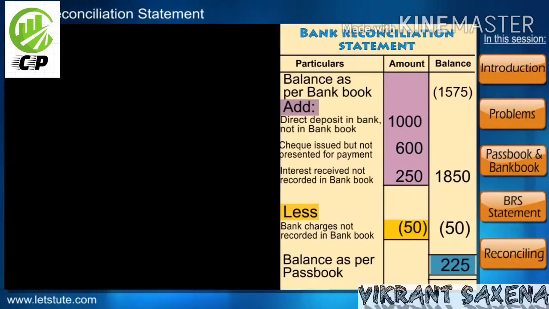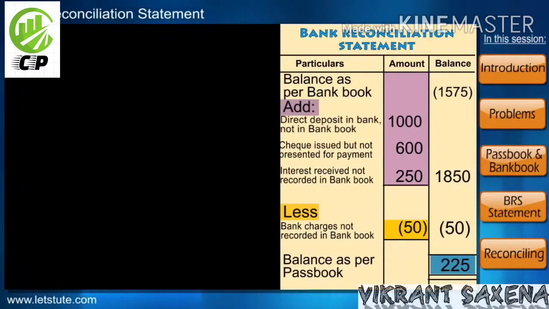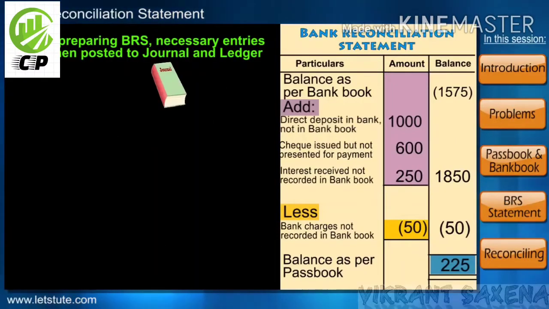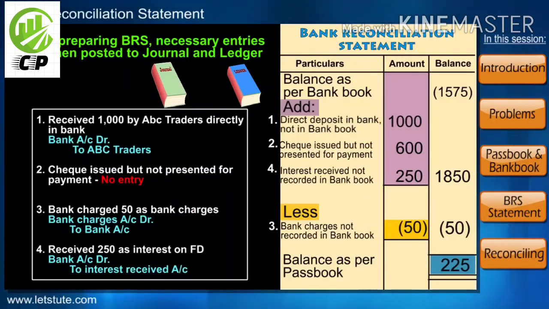So let's quickly revise the reasons that we have seen for mismatch and how it showed on our reconciliation statement. You can pause and take a look. But before proceeding, we will need to go back to all our books, journal and ledger and pass the necessary entries for which transactions took place and there was no intimation given. So with this, we have completed preparing the BRS statement and making the necessary changes.